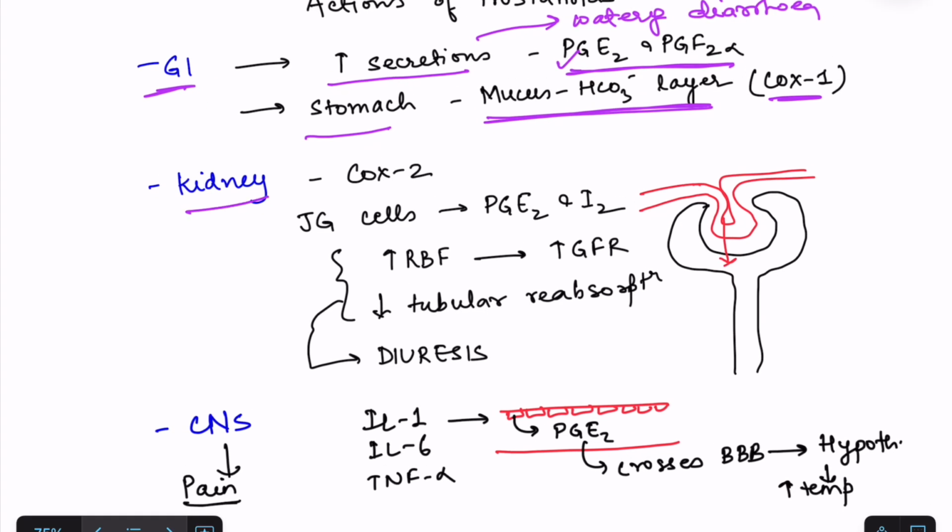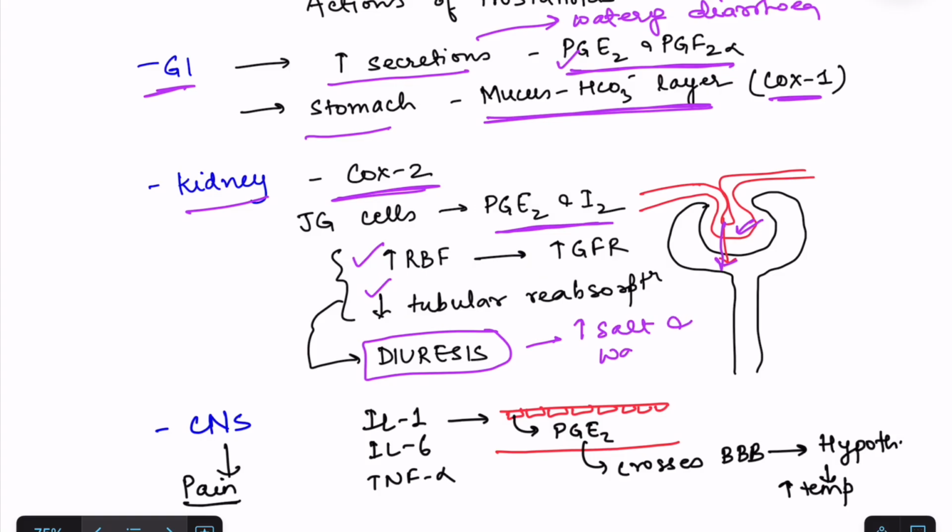Then in the kidney, again we have discussed before when I was talking about COX-1 and COX-2 that the COX-2 enzyme leads to production of PGE2 and PGI2, and they increase the renal blood flow because of renal vasodilation. This causes an increase in GFR because of increased hydrostatic pressure in the glomerular capillaries, and they also inhibit tubular reabsorption, thus causing diuresis, that means increased salt and water loss in urine.